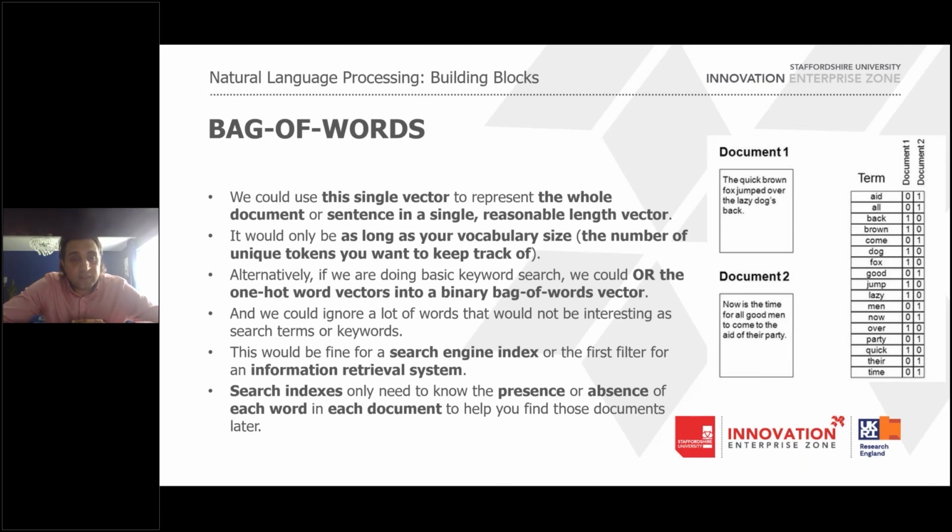So they first filter for the information retrieval system by looking at this binary bag of words vector. Search indexes only need to know the presence or absence of each word in each document in order to help find the document for you.